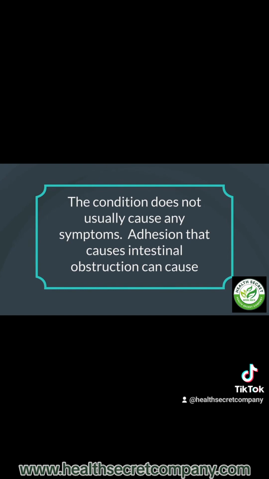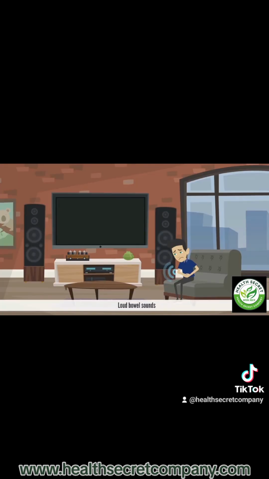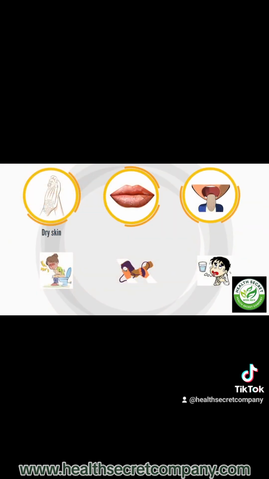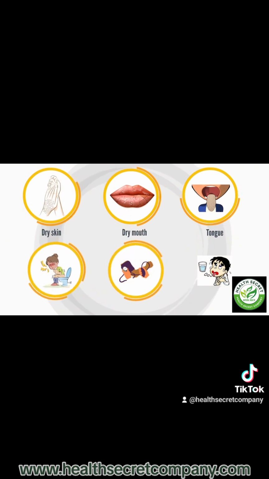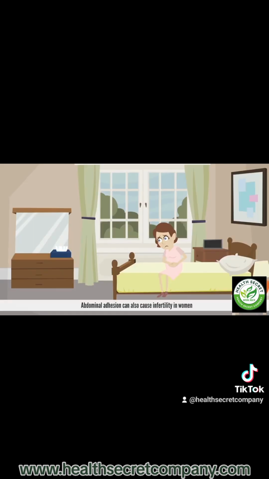Adhesions that cause intestinal obstruction can cause severe abdominal pain, nausea and vomiting, abdominal distension or swelling of the abdomen, constipation, inability to pass gas, bloating, loud bowel sounds, and dehydration symptoms including dry skin, dry mouth and tongue, infrequent urination, low blood pressure, or severe thirst.